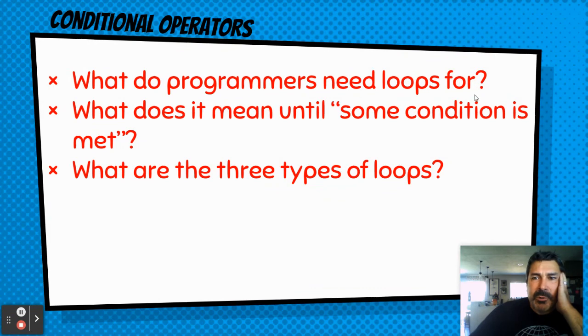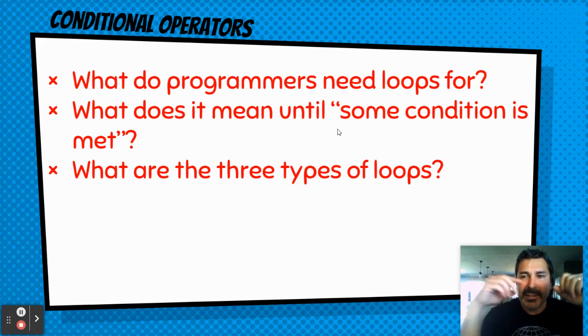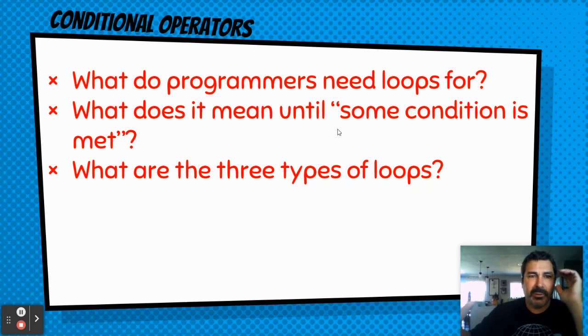What do programmers need loops for? If you never answer this, they need them to do tasks over and over again. So instead of writing System.out.println 100 times, you can use a loop. What does it mean until some condition is met? So it's the while i is less than 100 part, or the i is less than 10 part. It's like, while that thing is true, we're going to do the loop. As soon as that's false, it kicks you out of the loop.